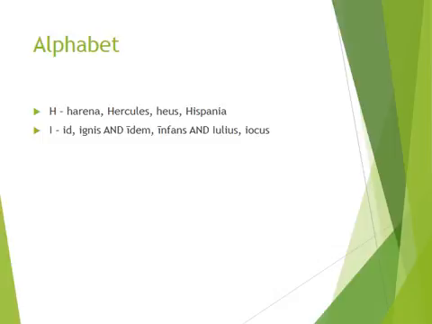The letter I can make three different sounds. If it's a short I, it sounds like the I in it. So id, ignis. If it's a long I, which will be marked, it's going to make an E sound. So idem, infans. And if the I comes right before another vowel, it's actually going to make a Y sound. So like Julius and Iocus. And sometimes this gets written as a J in some dictionaries.